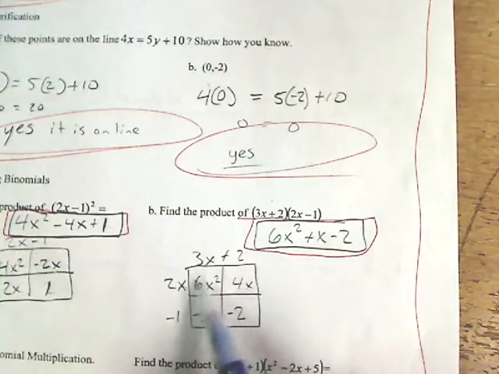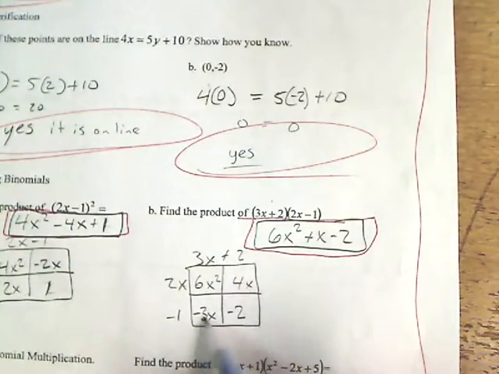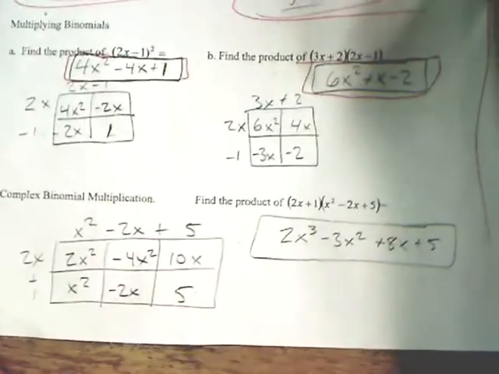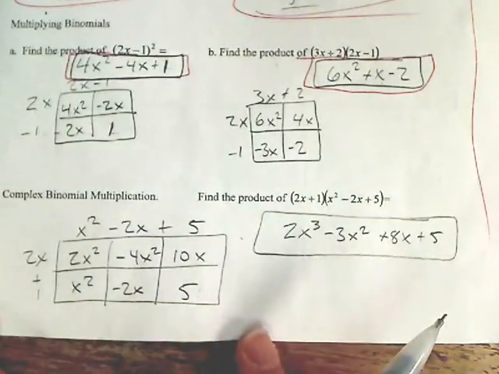Same thing here. Generic rectangle. Find the area of each one. When you combine like terms, it's x. Same idea here.